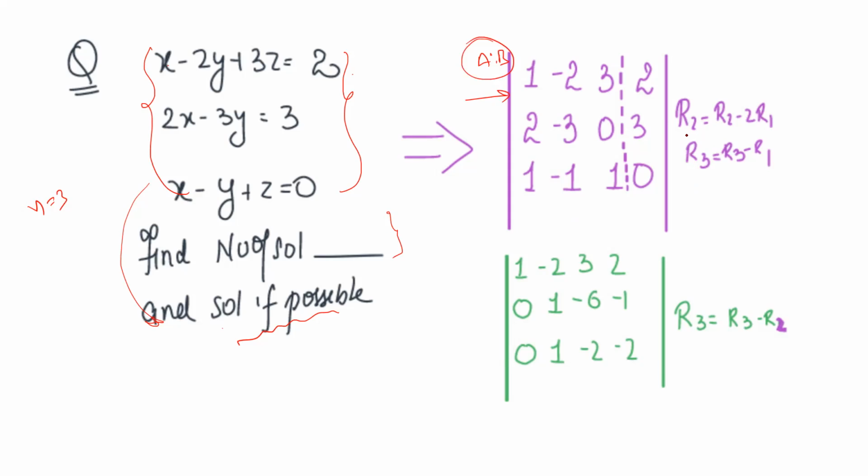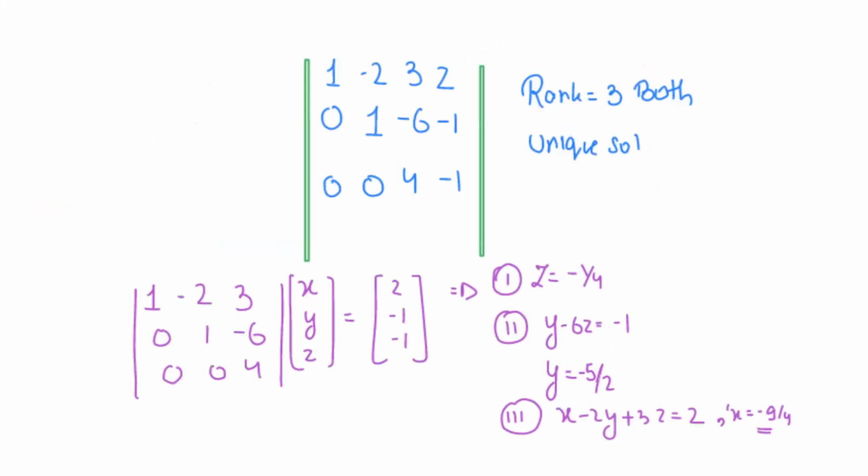By using this type of elementary operation, we will achieve this. After this step, the rank will be 3 for both the augmented matrix and the A matrix. That means the rank of the augmented matrix and the A matrix is 3, and this is the case of a unique solution, so we will find this solution. This is the solution.